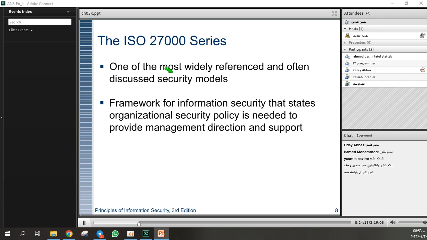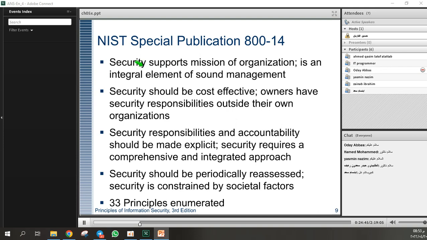This document provides a framework for information security. Okay, if you want to prepare your security policies inside your organization, use this series. It's a framework. It guides you to provide correct directions and support in this way to prepare those security policies and plan them.